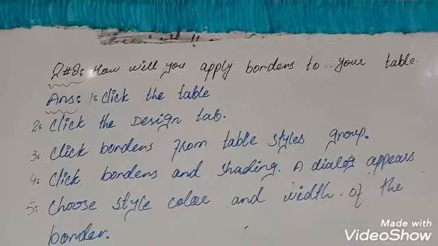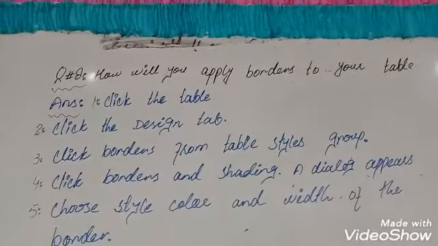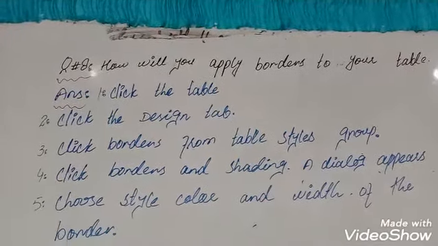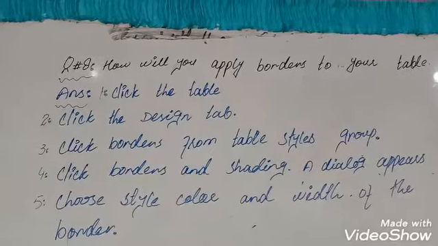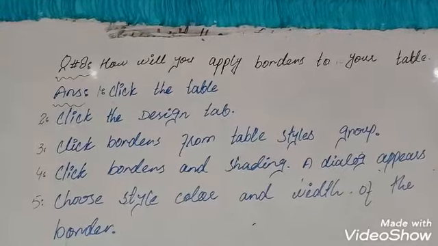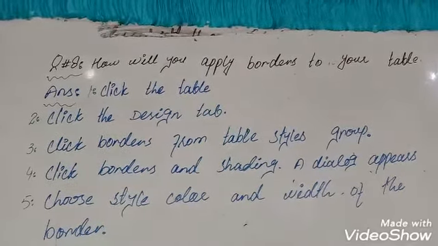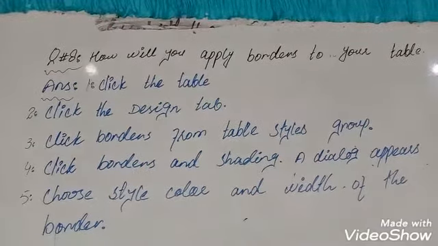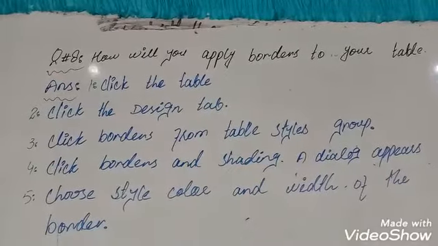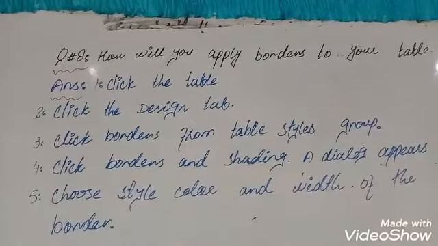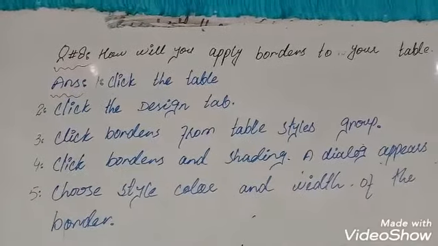Question number 8. How will you apply borders to your table? Answer. First step is click the table. Second, click the design tab. Click borders from table styles group. Fourth step is click borders and shading. A dialog box appears. Choose style, color and width of the border.